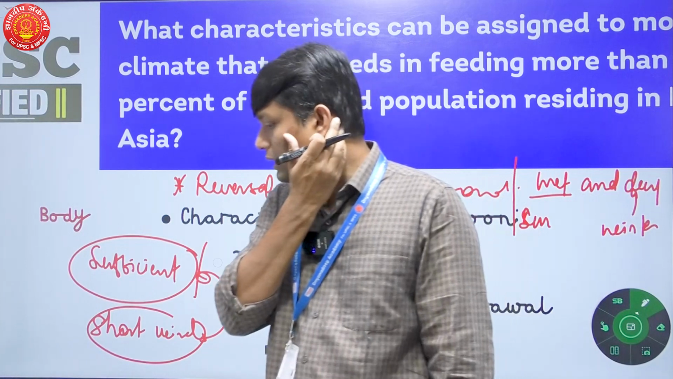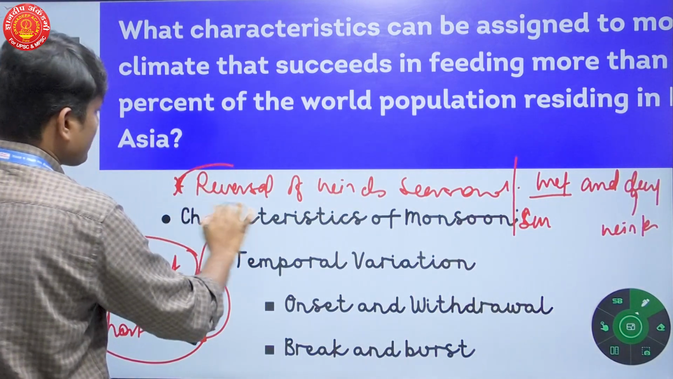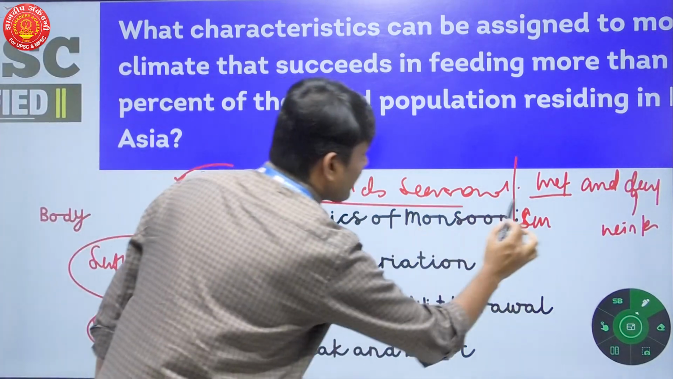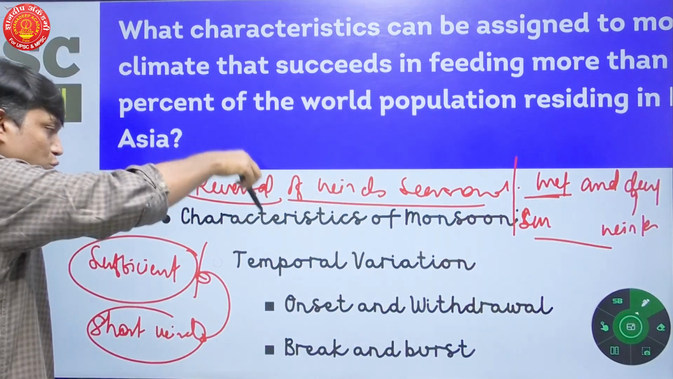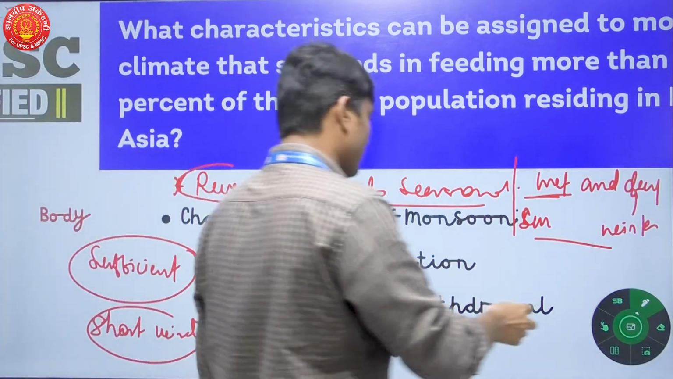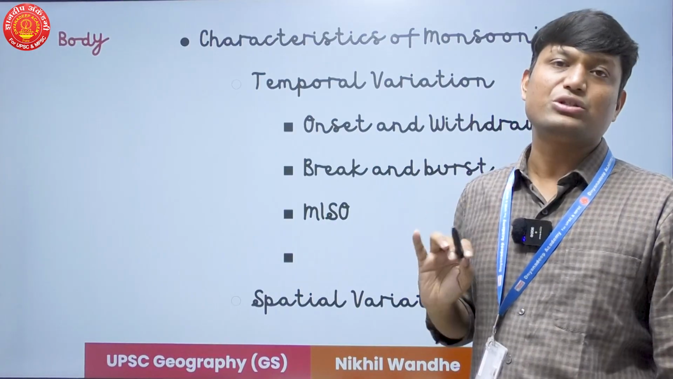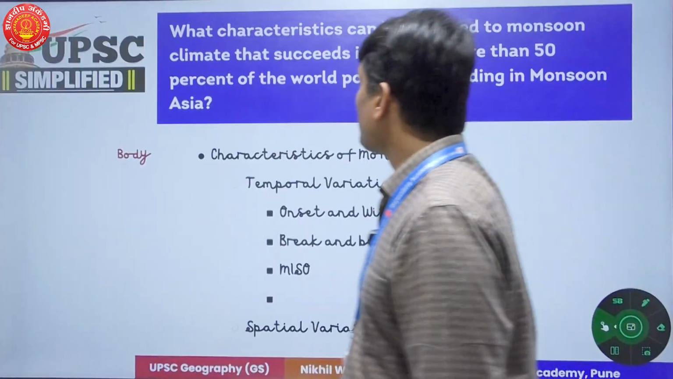So what I am trying to tell in this particular session, that whenever it comes to writing characteristic of monsoon type of climate, please write these general characteristic, but also have this type of classification or this type of categorization where you will mention temporal characteristic as well as spatial characteristic of monsoon. So that was about this particular question.